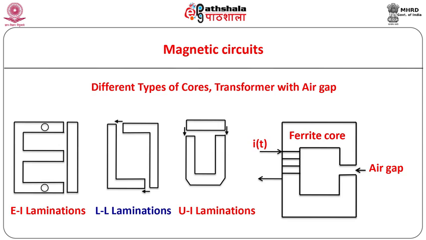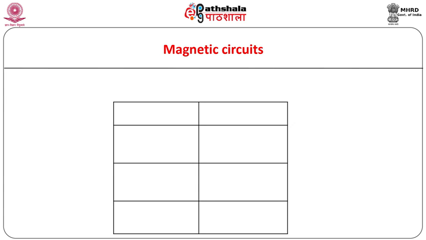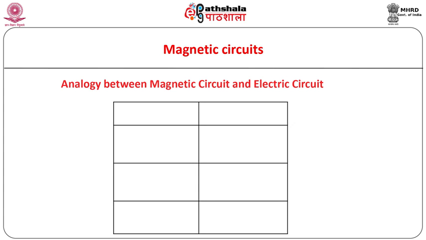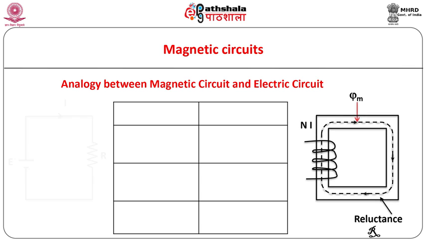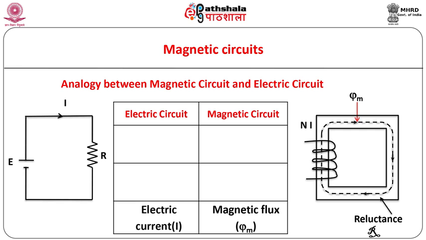Can we have magnetic circuit which deal with transfer of magnetic energy? The answer is yes, certainly yes. We have what are known as magnetic circuits. A magnetic circuit is analogous to an electrical circuit. Observe the two circuits and note the analogy. The magnetic flux is analogous to electrical current.